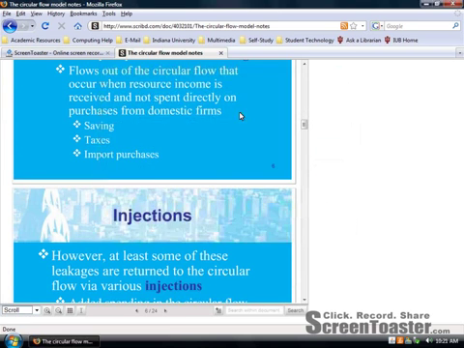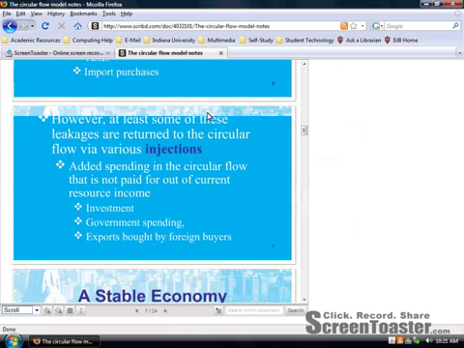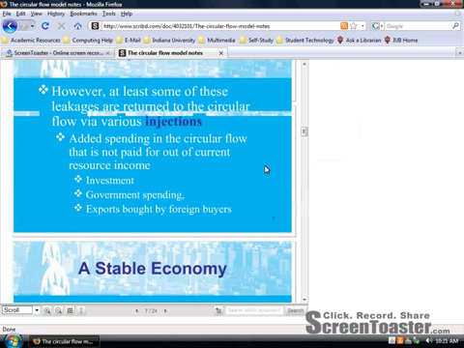Then we have injections. However, at least some of these leakages are returned to the circular flow via various injections. Added spending in the circular flow that is not paid for out of current resource income: investment, government spending, exports bought by foreign buyers.